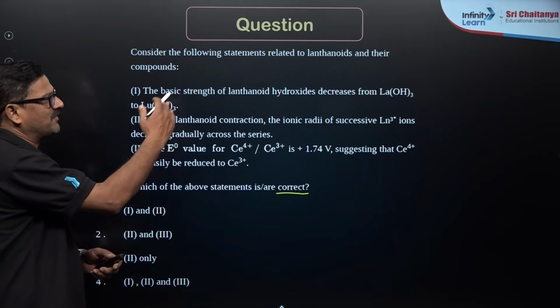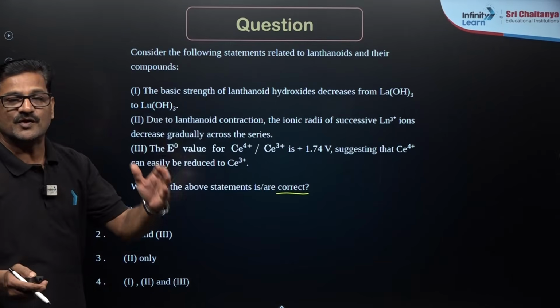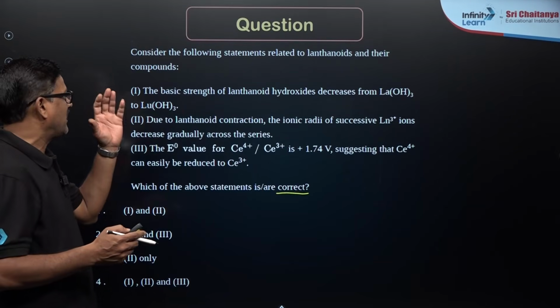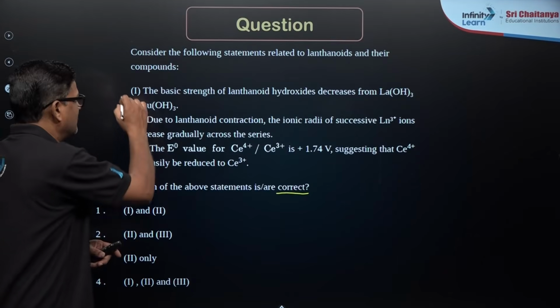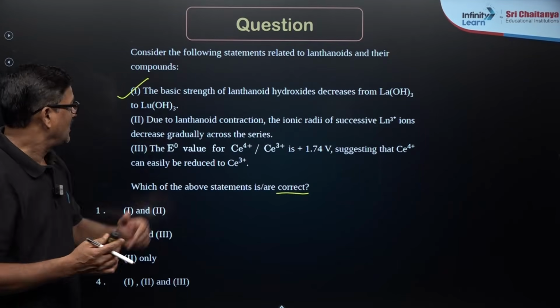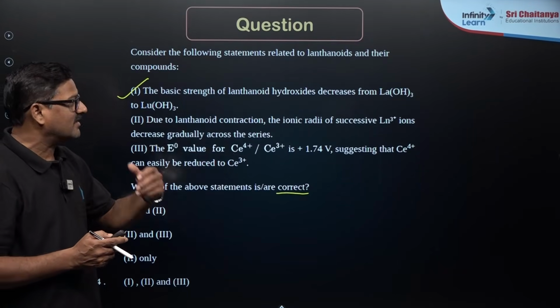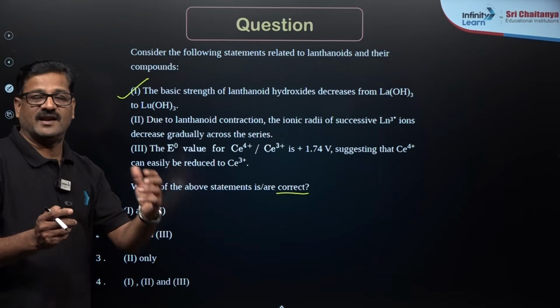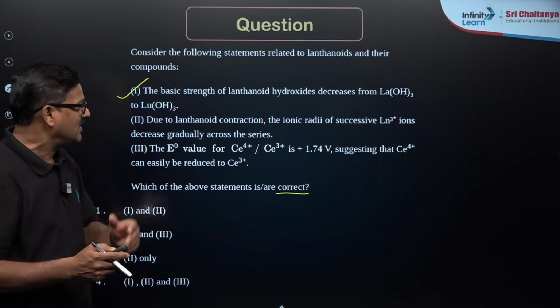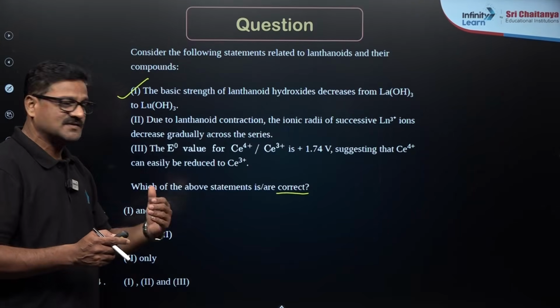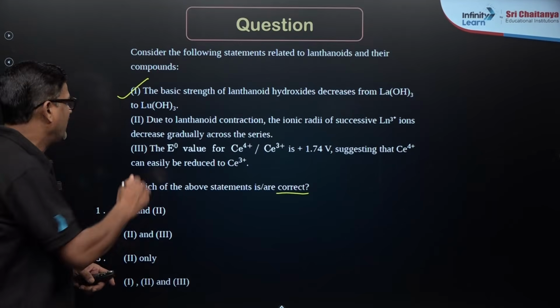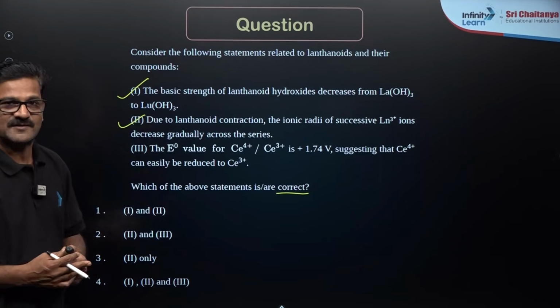The basic strength of lanthanide hydroxide decreases due to lanthanide contraction from lanthanum hydroxide to lutetium hydroxide is a correct statement. And due to lanthanide contraction, the ionic radii of successive Ln3+ (Ln stands for lanthanide element) decrease gradually across the series. It is a phenomenon according to lanthanoid contraction.